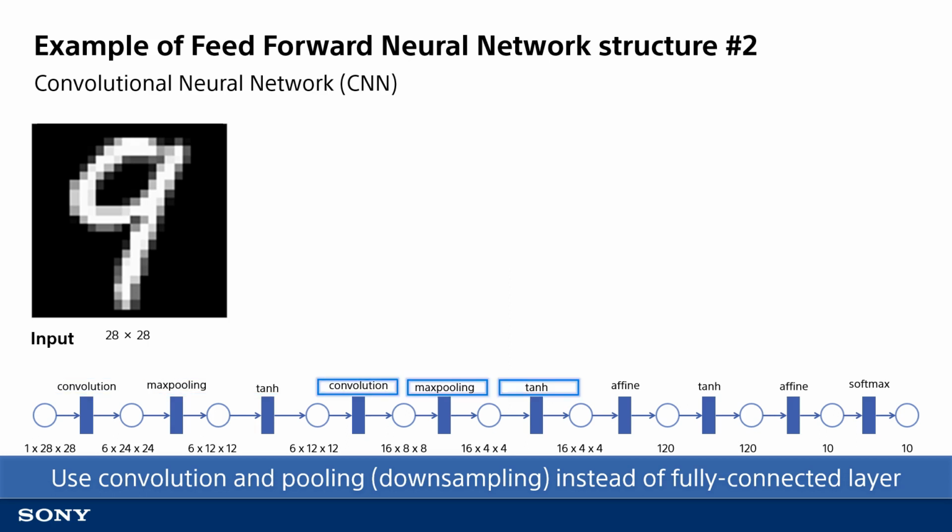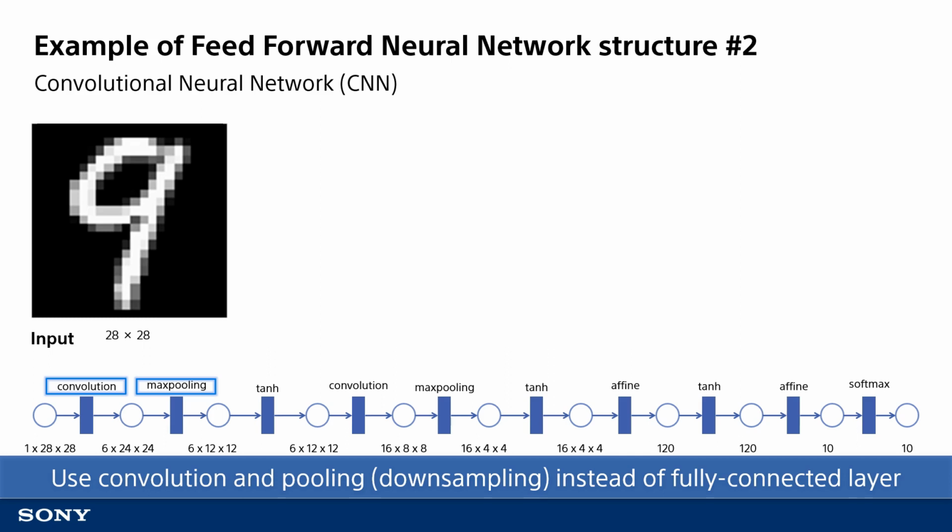After that, repeat this convolution, max pooling, and tanh. And after this, it's exactly the same as the deep neural network I mentioned earlier. The combination of these functions, affine, tanh, affine, and softmax, make up this convolutional neural network. So the difference from the previous one is that the functions convolution and max pooling are used. This is the difference from the deep neural network I mentioned earlier.